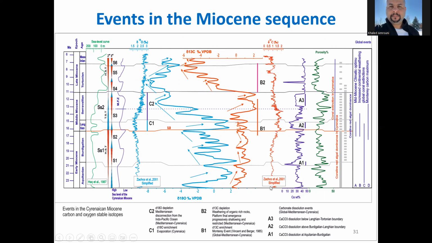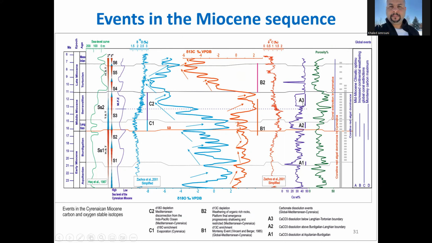This red wiggly curve here is Zachos' Miocene carbon curve, and this blue wiggly curve is Zachos' Miocene oxygen curve. So in the Cyrenaica, for the calcium weight percent curve, we have depletion in three zones, A1, A2, A3, a decrease.